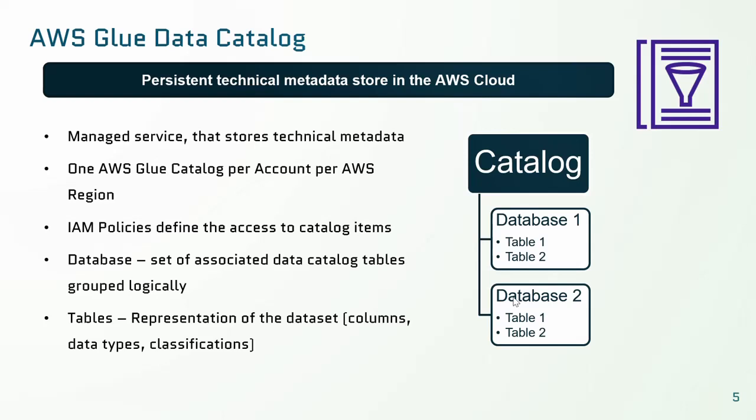Now let us take a look at the definition of these databases and tables. A database is basically a logical grouping of the Glue catalog tables. And a table itself is a representation of the data set. Basically it contains information about the columns and associated data types and descriptions, etc. So to remember, the table is more logical. We are not creating this table physically within the AWS Glue catalog. It's just a representation of the data set which is residing elsewhere.